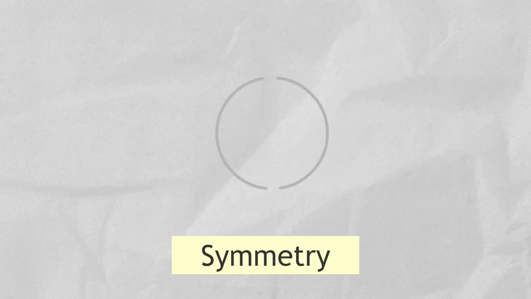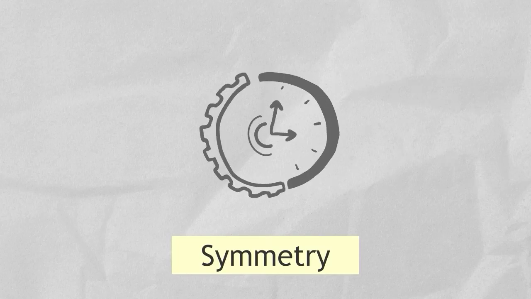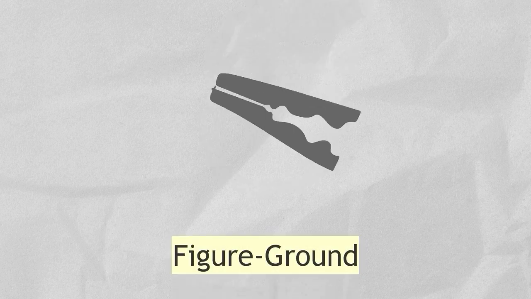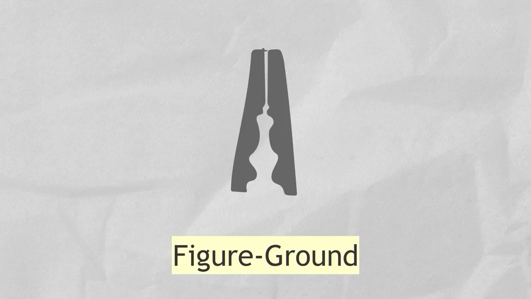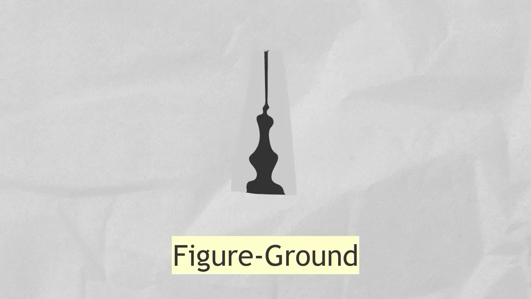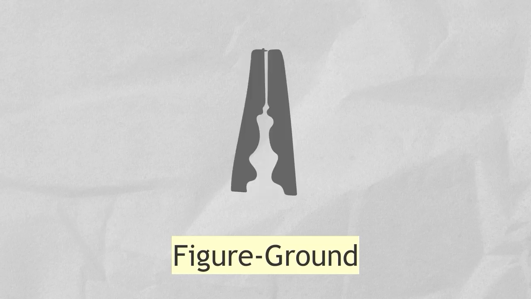Symmetry. The principle of symmetry suggests that the mind tends to view objects that are symmetrical to each other as a group. Figure and ground. The principle of figure and ground implies that we tend to group visual elements to either pop out in the foreground or be pushed back into the background.